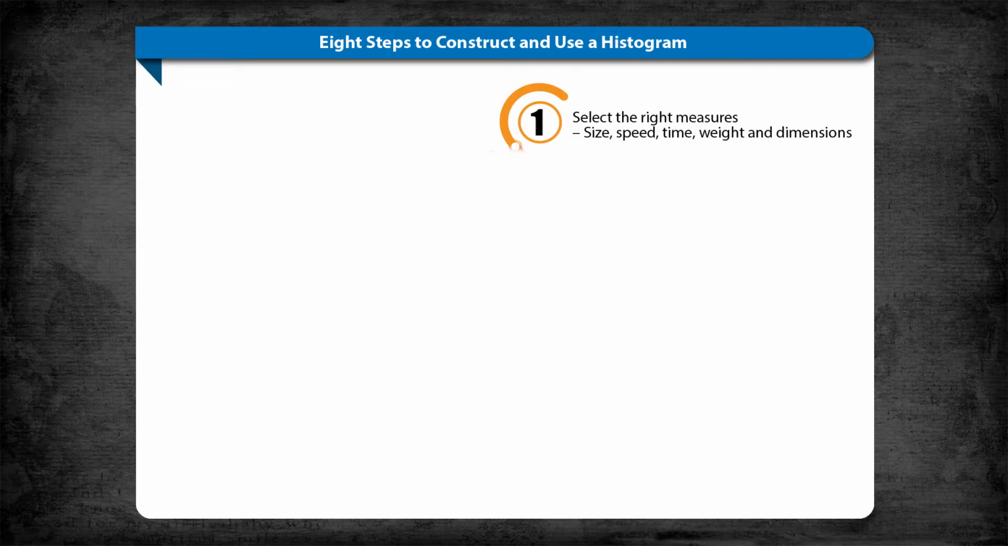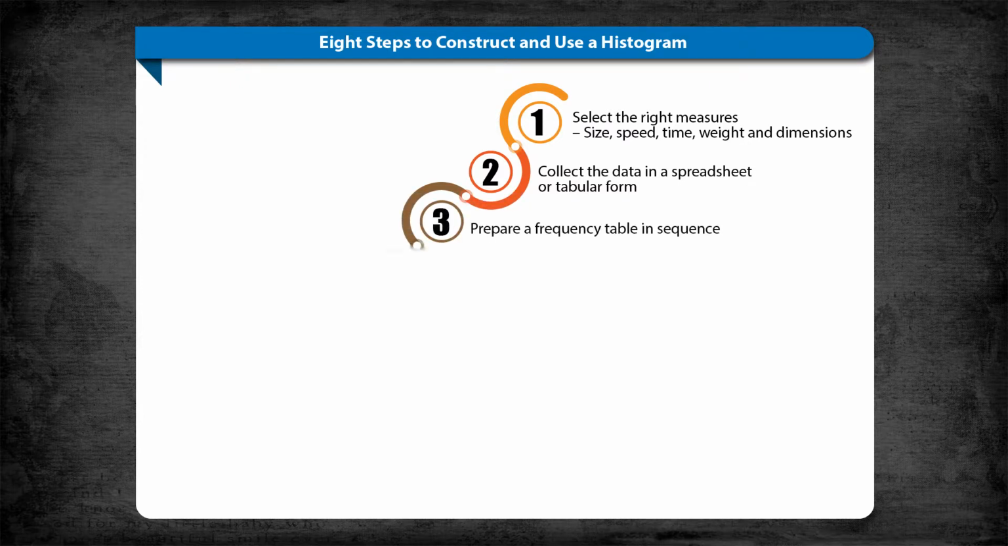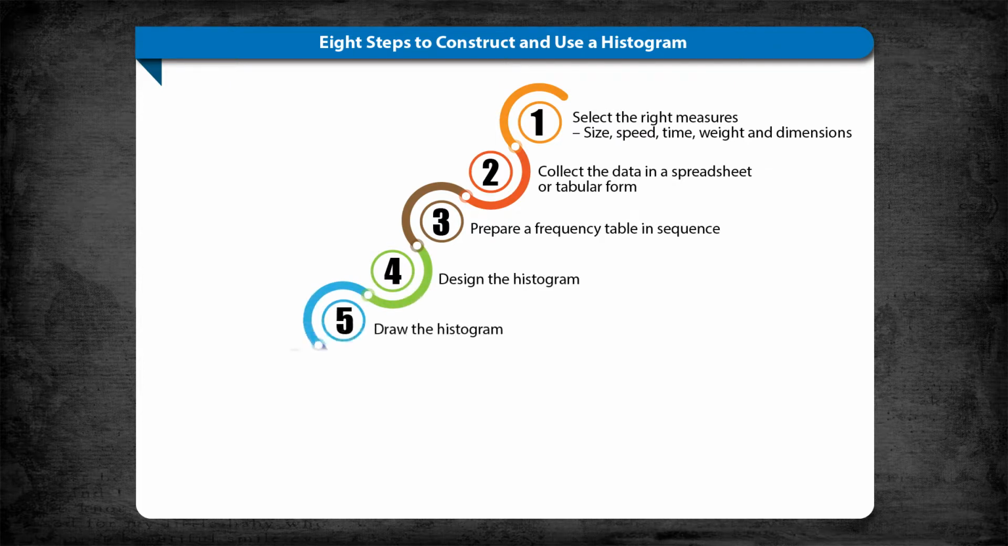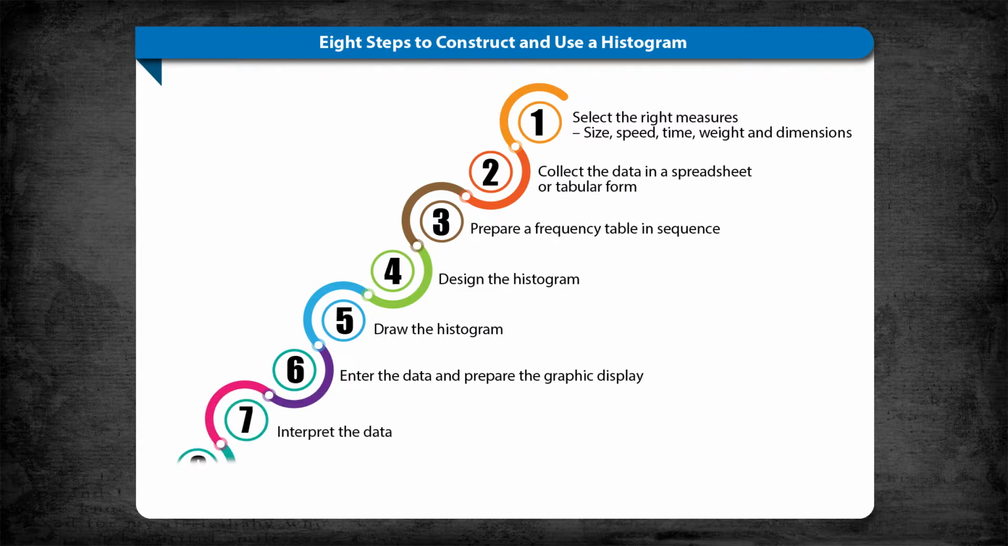Select the right measures: size, speed, time, weight and dimension. Collect the data in a spreadsheet or tabular form. Prepare a frequency table in sequence. Design the histogram, draw the histogram, enter the data and prepare the graphic display. Interpret the data, analyze their relationship to each bar.